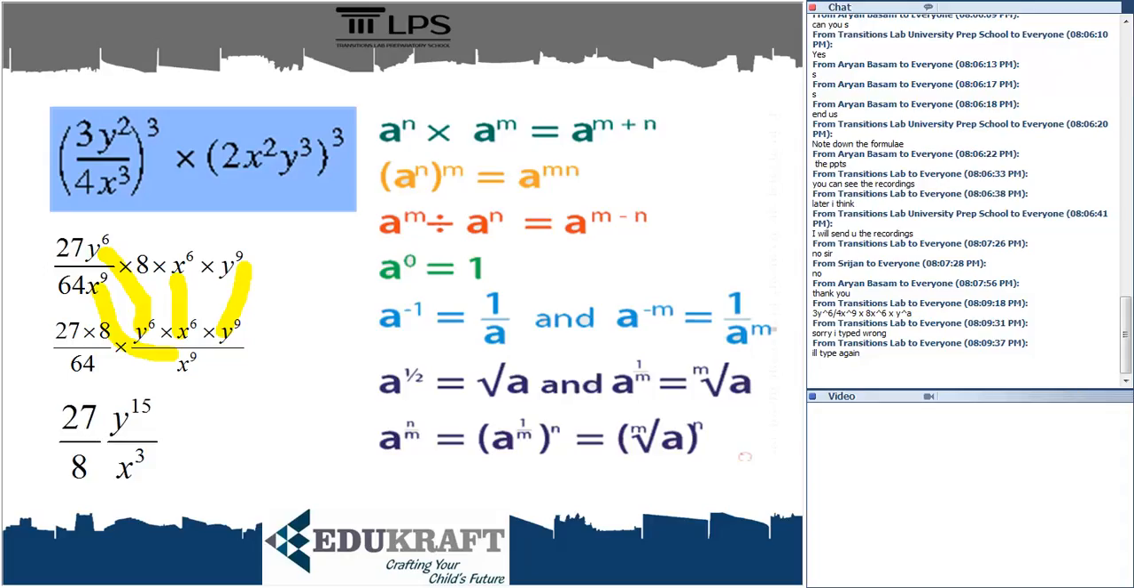Then I will simplify the number, that is 27 into 8 upon 64 is 27 upon 8. You need to add up all the powers. So 6 plus 6 plus 9.